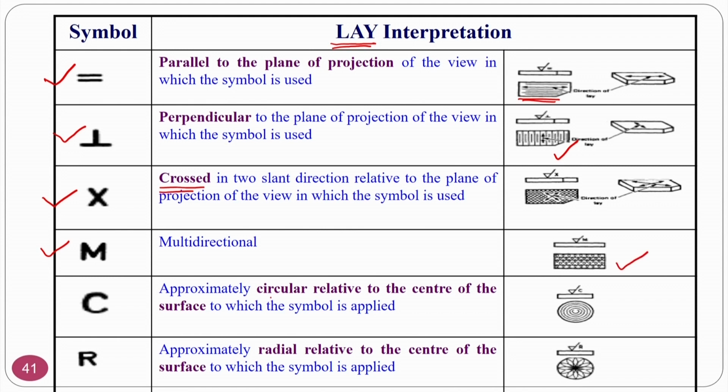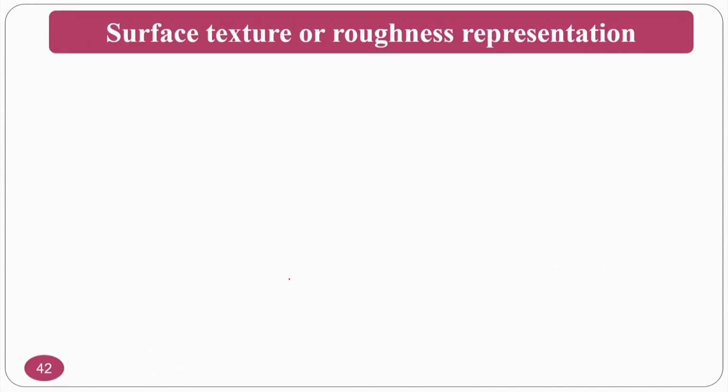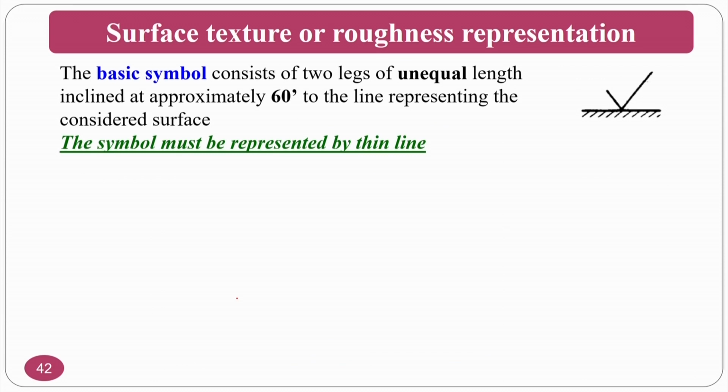And the circular relates to the center of the surface. You can get these surfaces like this. Normally, in a facing operation and other operations, you will get this type of circular pattern or circular lay, and R represents the radial lay relative to the center of the surface. These are the surface representations and the basic symbols.